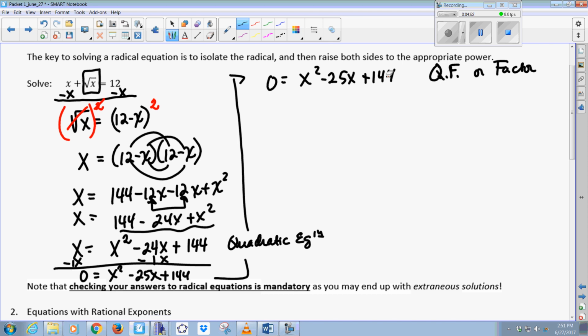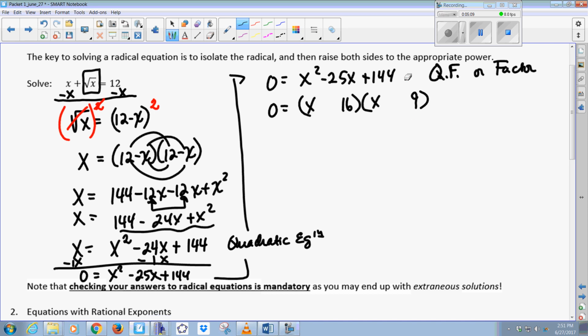So I'm wondering if there's factors of 144 that add up to 25. And yes, indeed, there are two numbers I can multiply that give me 144 and add up to 25, and that's 16 and 9.